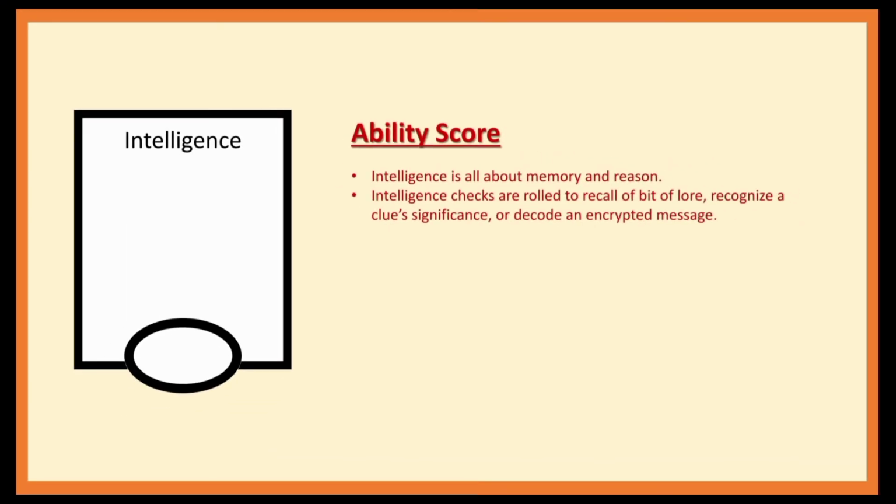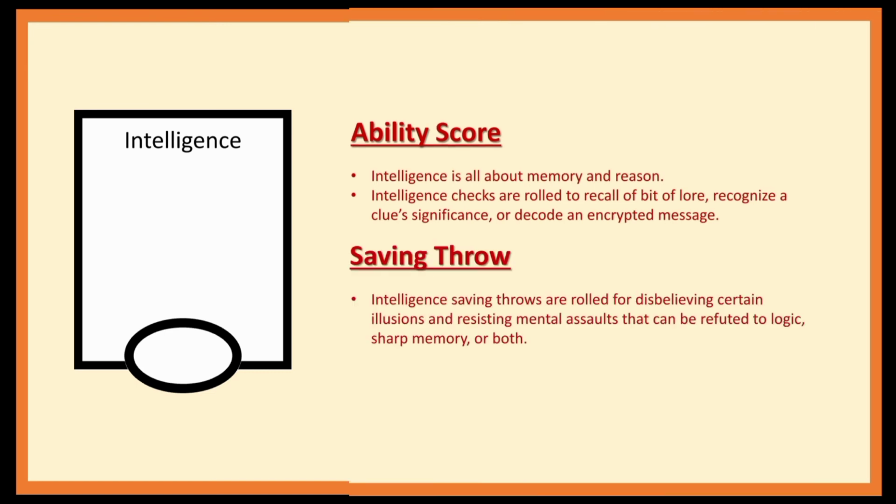Intelligence is all about memory and reason, not necessarily having a photographic memory, but having a sharp and keen mind. An intelligence ability check, or intelligence check, is about being able to recall a bit of lore, recognize a clue's significance, or decode an encrypted message.